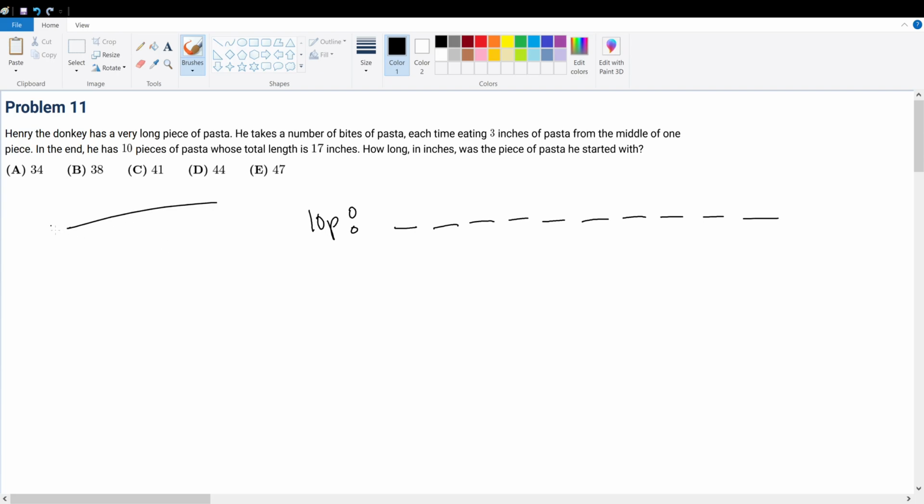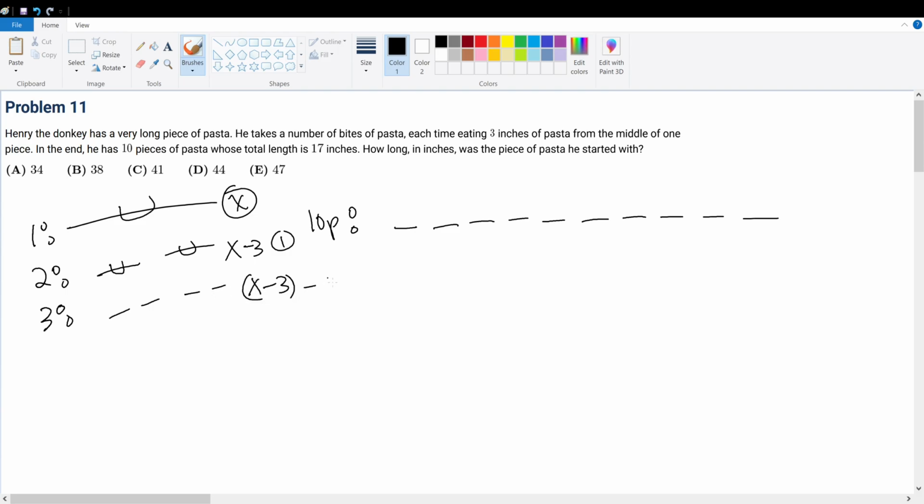I have one piece of pasta right here. He takes a nibble in the middle, and the second time, I have 2 strands. But let's say this original length was x. After one bite, we have to subtract out 3. That's the first bite, because he took away 3 inches from the middle. So if the original was x, then it's x minus 3. Now likewise, when we have the third instance, where he takes a nibble from each of these two, what do we get? Well, we get x minus 3 to be the original, but then we have to subtract 3 times 2.